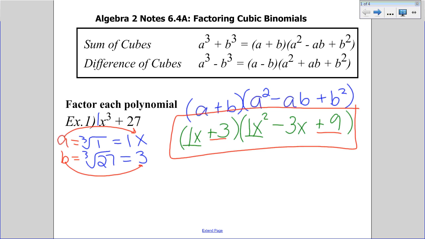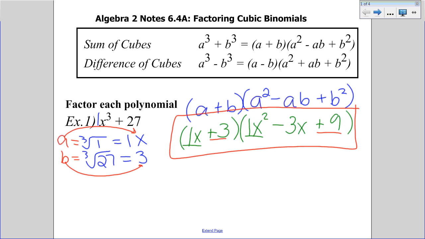How did you get 1x? I can take the cube root of 1 on my calculator. I can't take the cube root of x. So I then said, okay, the cube root of 1 is 1. What did I have to cube to get x to the third? Well, we said that's just an x. So you're basically just taking whatever the variable is and writing it as a single one-exponent term.